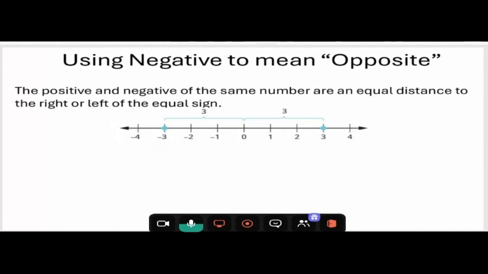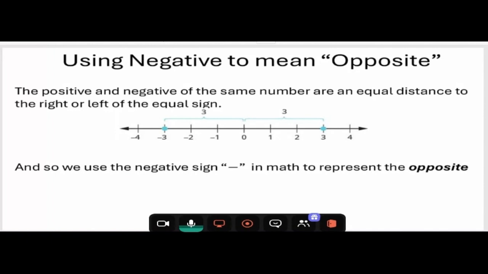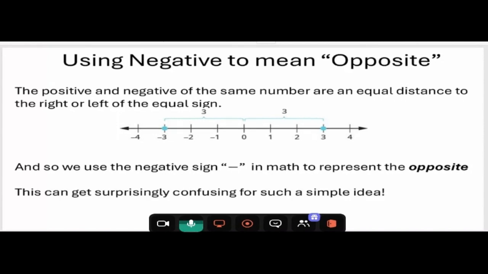So positive and negative numbers of the same number, you notice, are an equal distance from 0 on either side. So there's positive 3, it's 3 to the right. There's negative 3, it's a distance of 3 to the left. And so what the negative sign actually is used in math to represent, what it really deep down represents is the opposite of. So negative 3 is the opposite of positive 3, because for positive 3, you go 3 to the right. For negative 3, you go 3 in the opposite direction to the left. It seems like a pretty simple idea, but they can make it very confusing with how they ask the question.